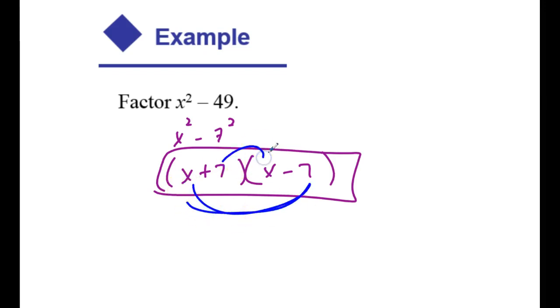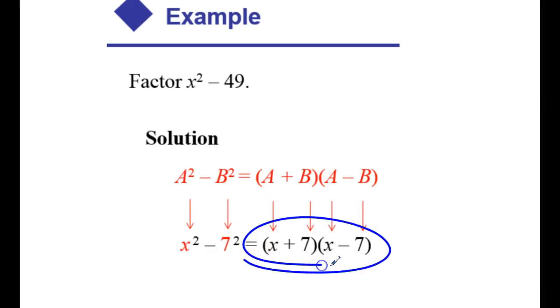The outer terms and the inner terms will cancel because this is a negative 7x and this is a positive 7x, which gives you no x term in the middle. So it's called the difference of two squares. Sure enough, the author agrees.